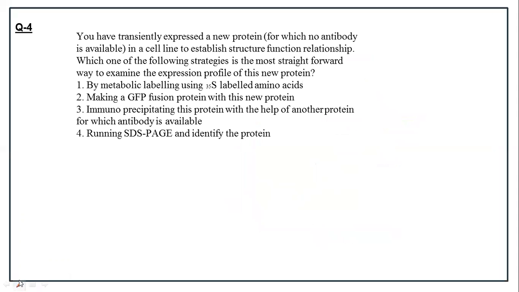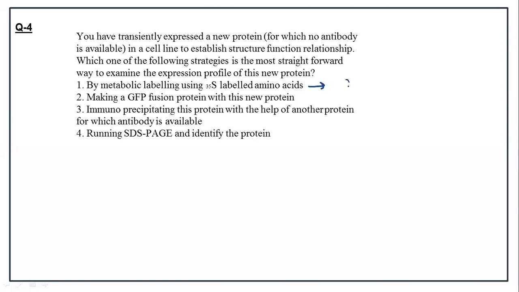Now, the next question: you have transiently expressed a new protein for which no antibody is available, right, in a cell line to establish a structure-function relationship. Which one of the following strategies is the most straightforward way to examine the expression profile of this new protein? See, you are doing an experiment and you have transiently expressed a new protein for which no antibody is available, in a cell line.